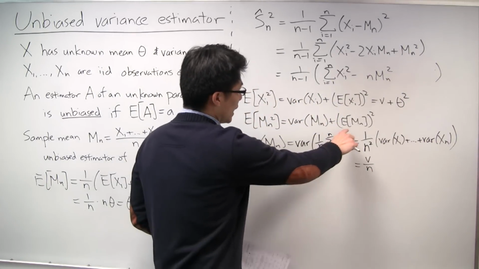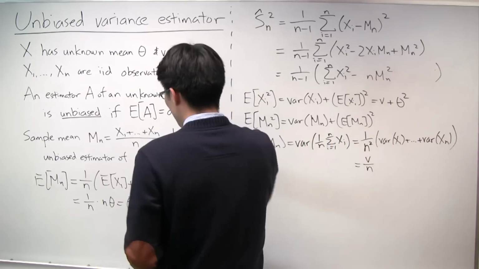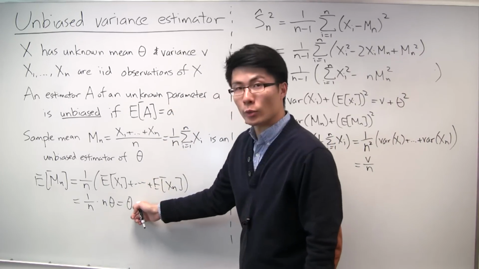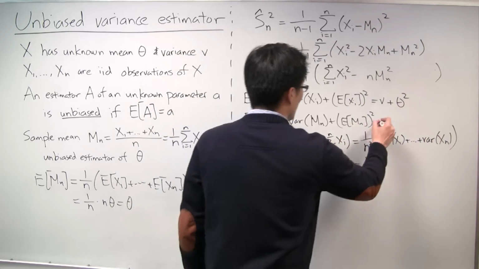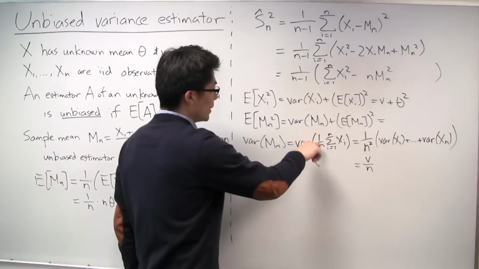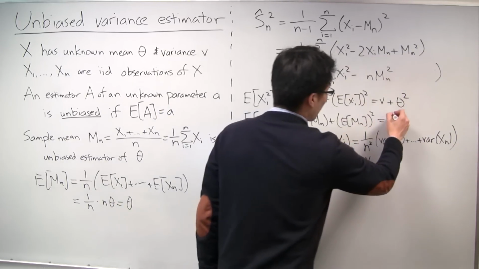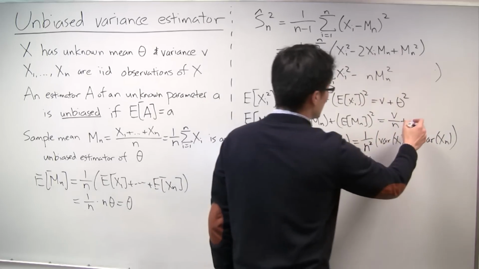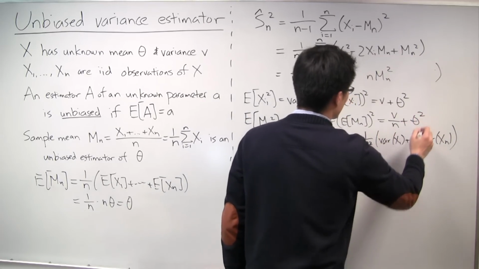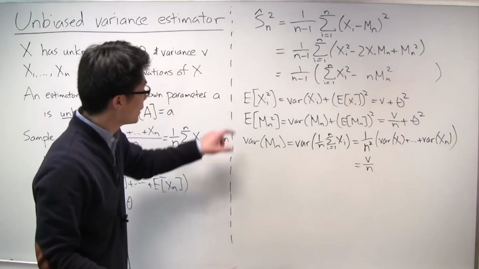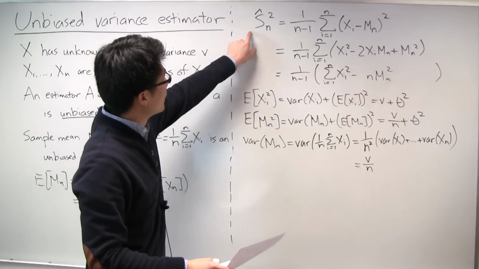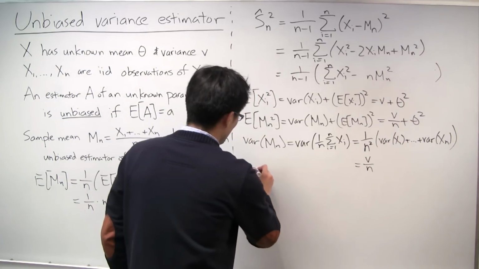Now, what is the expectation of mn? The expectation of mn, when we calculated it earlier, we saw that it actually is equal to theta. And so we can fill this in now. The variance of mn is equal to v over n. And the expectation of mn is theta. And you square that, you get theta squared. So now we know both of these expectations. So let's calculate the actual expected value of this estimator.